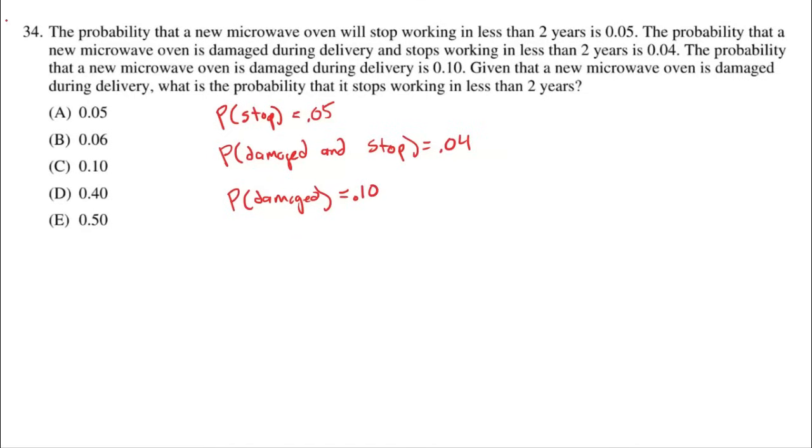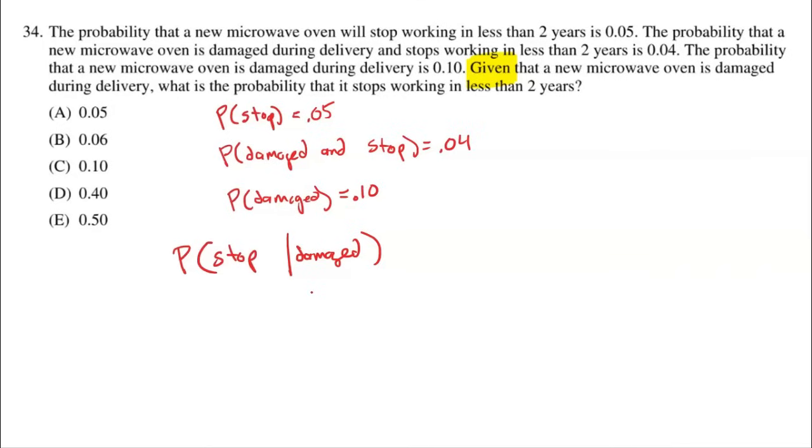Okay, now the question is conditional. How do I know the question's conditional? Because I see that magic word given. Given that a new microwave oven is damaged during delivery, what's the probability it stops working? So for the conditional probability, we have that line. After the line goes the condition. What's given? Given that it's damaged. And then in front of it is what we're trying to find the probability of. We're trying to find the probability it stops working.